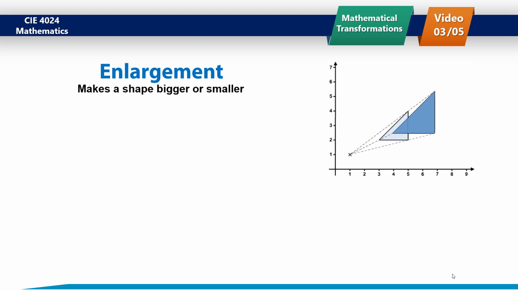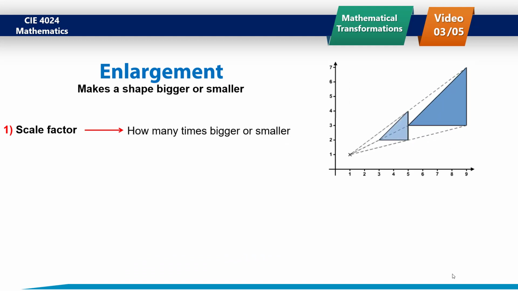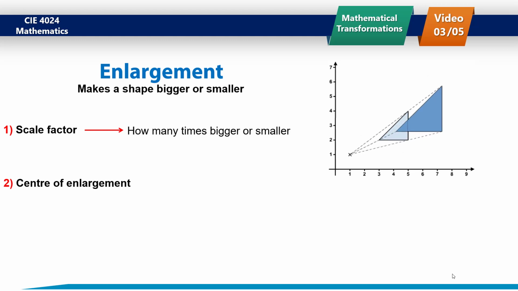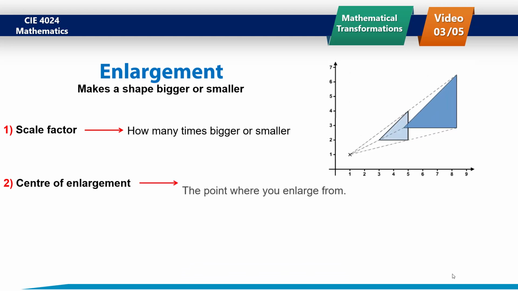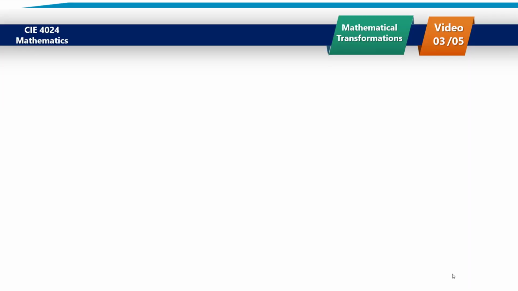So enlargement is basically a transformation that makes a shape bigger or smaller. The two things that we must know about any question are the scale factor, that is how many times bigger or smaller a shape will be, and the center of enlargement, which means the point from where we have to measure the scale factor. So, the point where you enlarge from.